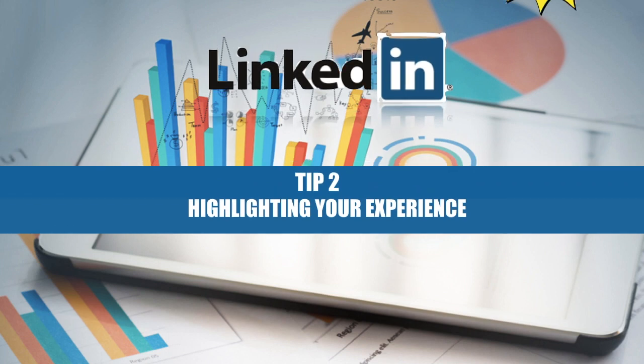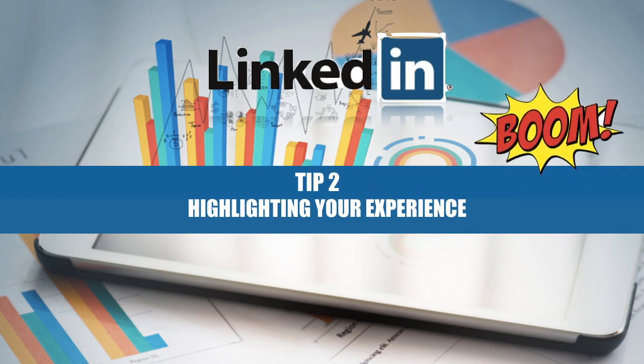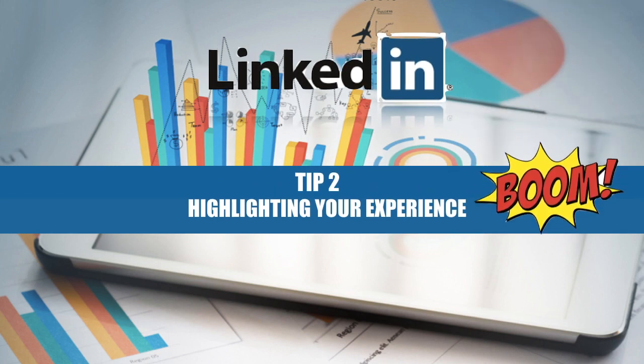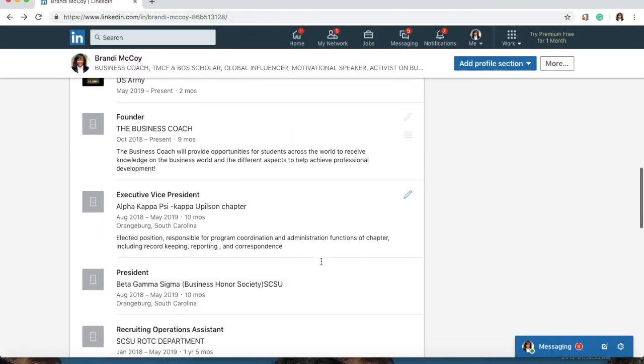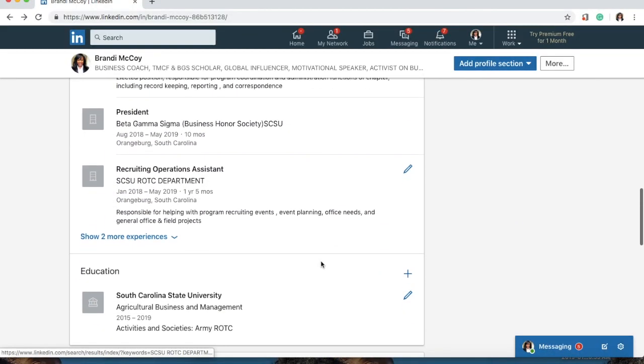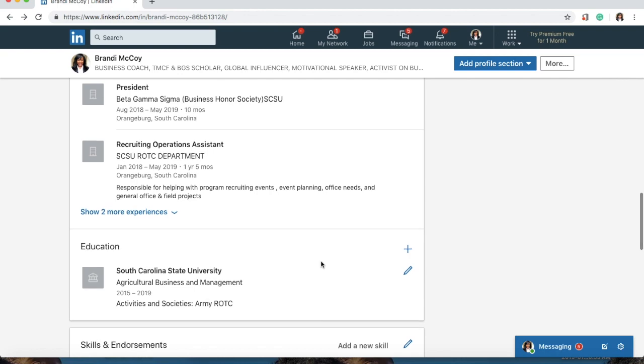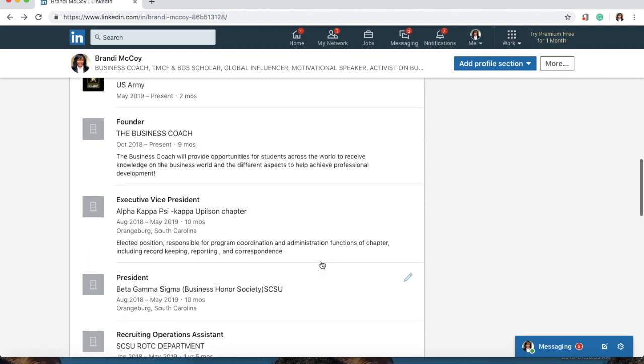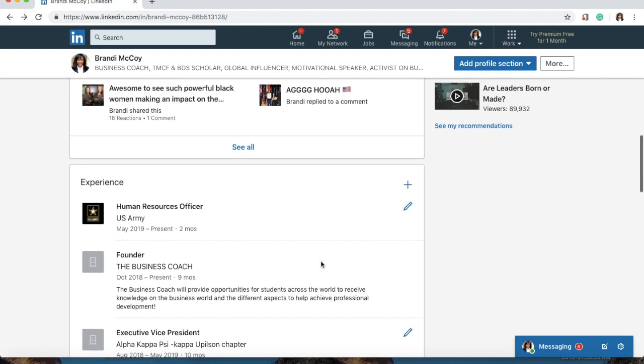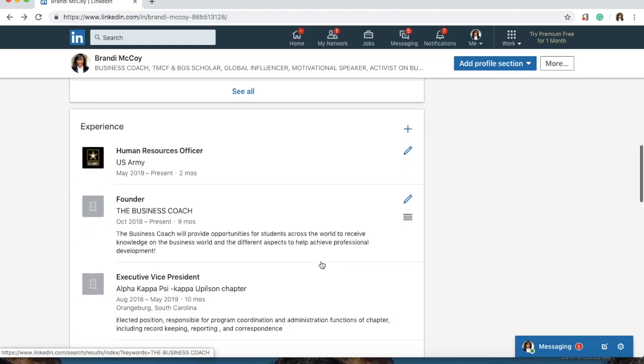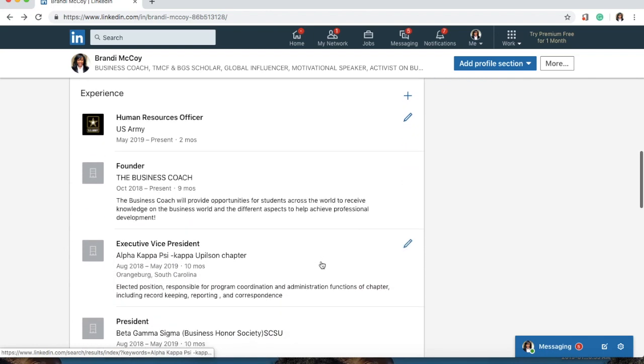Tip number 2, highlighting your experience. Whatever that is, even if you worked at McDonald's or you worked at Hardee's or wherever, highlighting your experience is one of the most important things to make the most professional LinkedIn profile ever, and also give you a step ahead of your peers. And you want to elaborate on all of your skill sets.